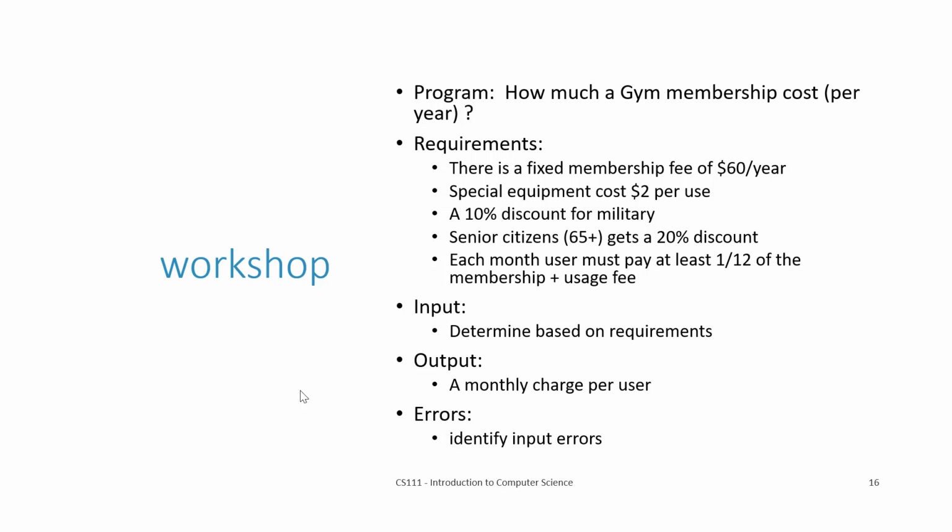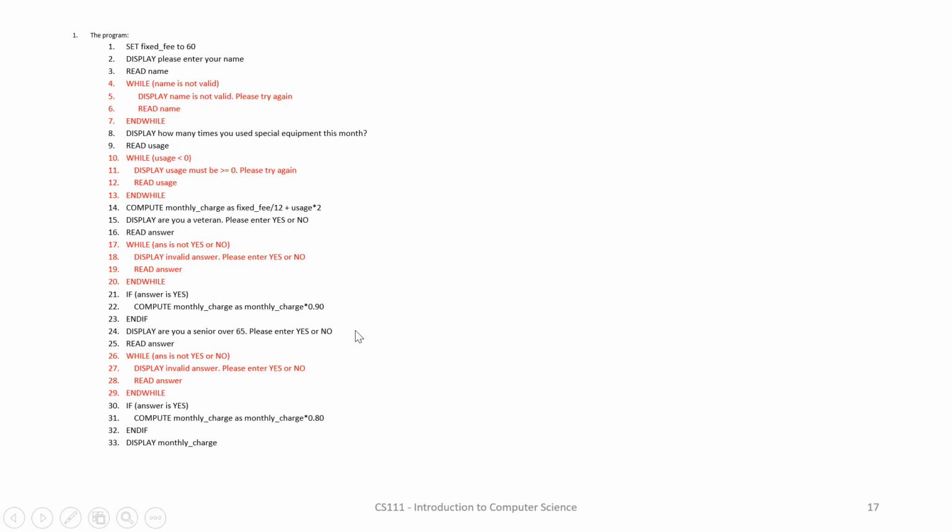So here's another program that we will think about. How much does a gym membership cost per year if the requirements are: a fixed membership fee of $60 a year, special equipment cost of $2 per use, a 10% discount for military, and senior citizens get a 20% discount. Each month, the user must pay at least 1/12 of the membership plus the usage fee. So the input we want to determine is based on the requirements we have here. Our output is going to be the monthly charge per user. Our error identification would be based on the input errors that we will get. So we'll take a look at this code.